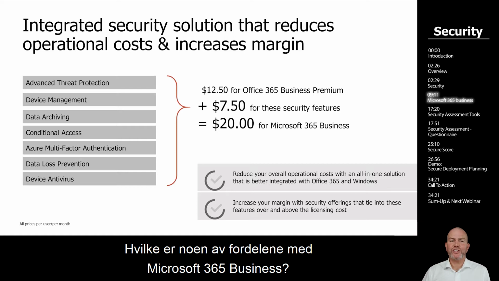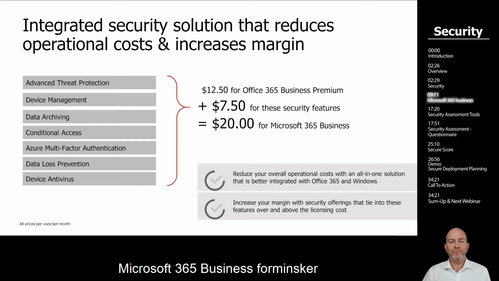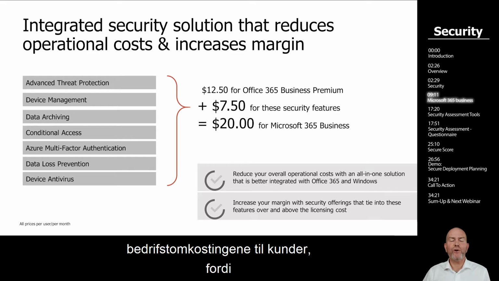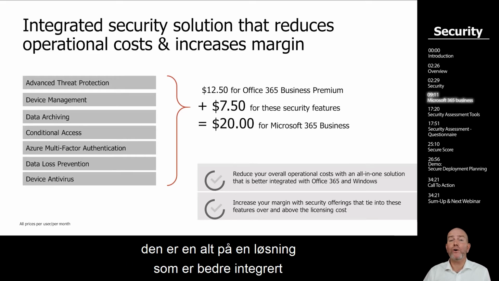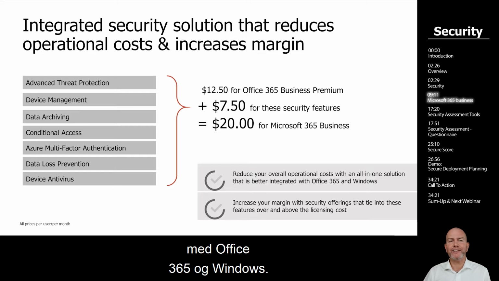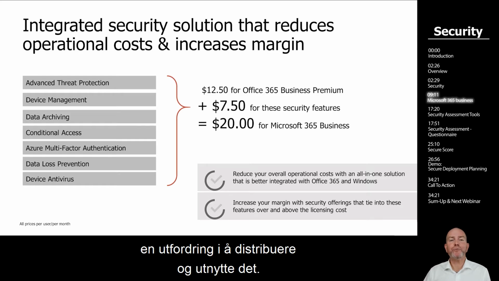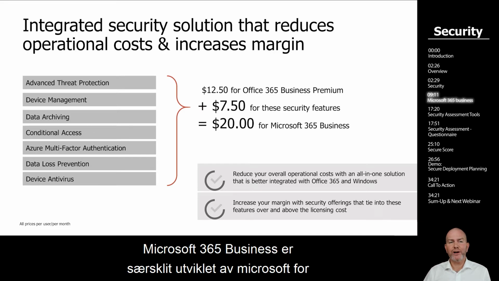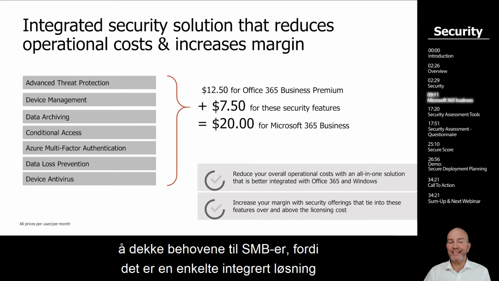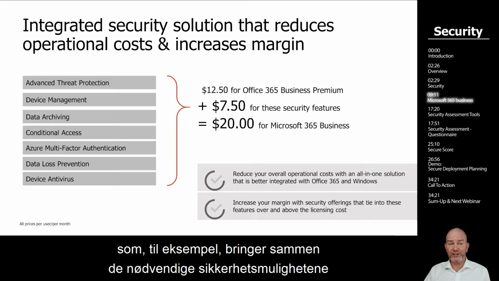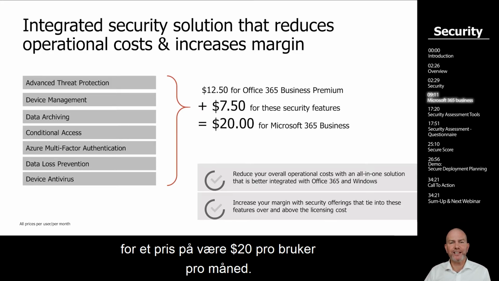What are some of the advantages of Microsoft 365 Business? Microsoft 365 Business reduces your customer's overall operational cost because it's an all-in-one solution that is better integrated with Office 365 and Windows. If these solutions weren't integrated, they would be a challenge for an SMB to deploy and to get full value out of. Microsoft 365 Business is especially created by Microsoft to meet the needs of SMBs because it's a single integrated solution that, for example, brings together the necessary security capabilities for the price of just $20 per user per month.